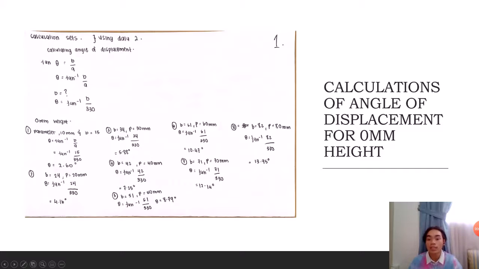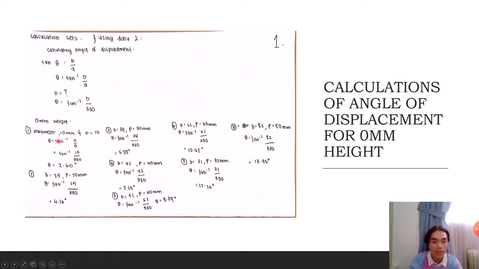Next is the calculations of angle of displacement for 0 millimeter height. So in this experiment, there are three changed variables, which is we have the displacement of 0 millimeter height, 50 millimeter height, and 100 millimeters height. So this is an example of calculation for the angle of displacement, right? Where tan theta is equal to b over a. So theta is equal to tangent inverse of b over a.